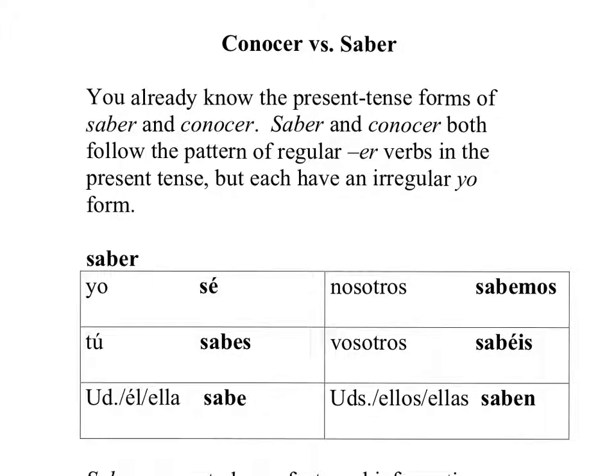You already know the present tense forms of saber and conocer. Saber and conocer both follow the pattern of regular ER verbs in the present tense, but each have an irregular yo form. Let's look at the verb saber first. Saber and conocer both mean to know.